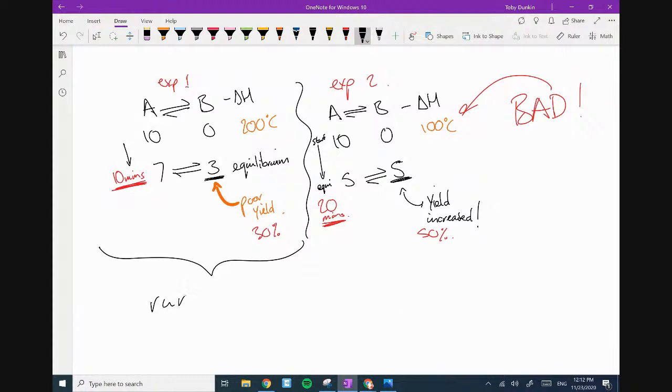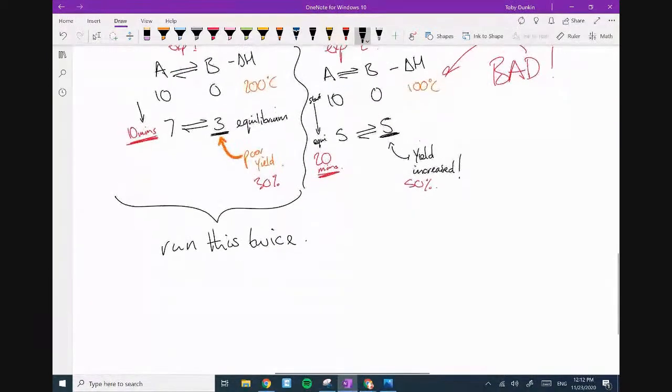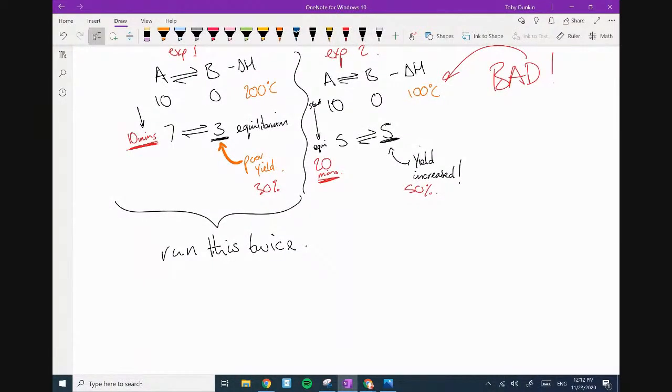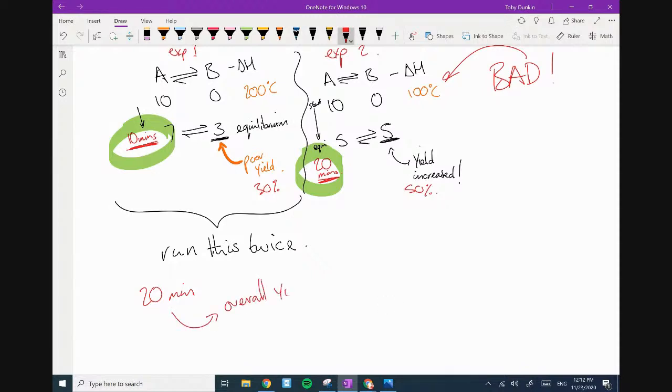Let's just run this one twice, because if we run that one twice, the time is the same. The total time would be 20 minutes. If we run this twice, it will take 20 minutes, and I will create an overall yield of 60%. I may as well just keep the conditions the same and just run it twice. This is the whole point of a compromise.